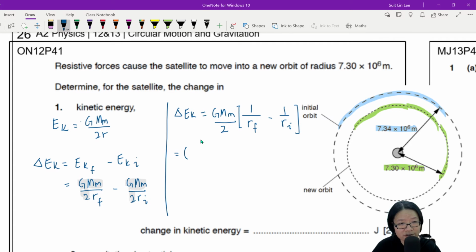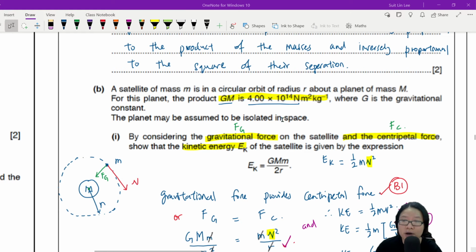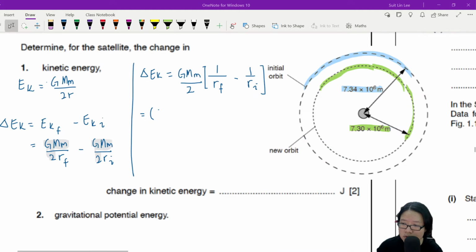We do have the value of GM. It is given in the question. Let me quickly show you. If you go back to the front part of the question, the value of GM is 4 times 10 to the power of 14. So now put that into the equation. 4 times 10 to the power of 14. This is my GM. This GM is this whole thing.